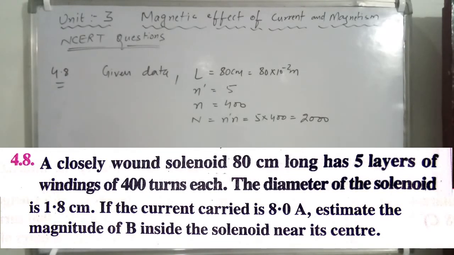Now, the diameter of the solenoid is given here. You can write it as small d. This is diameter 1.8 centimeter. We will change it whenever there is a requirement. The current carried is given, which is I, 8.0 ampere. Estimate the magnitude of magnetic field, which is capital B, inside the solenoid near its center.